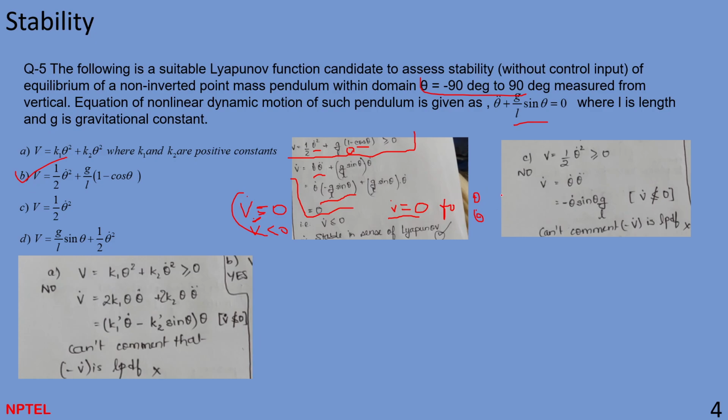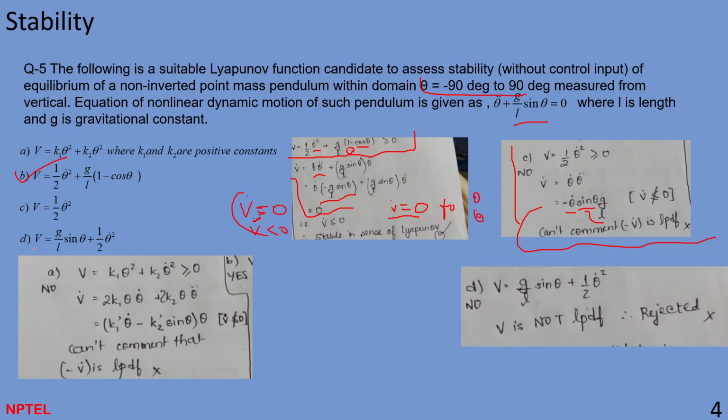In this case, let's see, you have theta and theta double dot. Theta double dot, you replace it with something like this, and you can't really comment. Theta dot can be anything, and sine theta is a cyclic term, it can be negative or it can be positive. So you can't really comment on it. So C is also wrong.